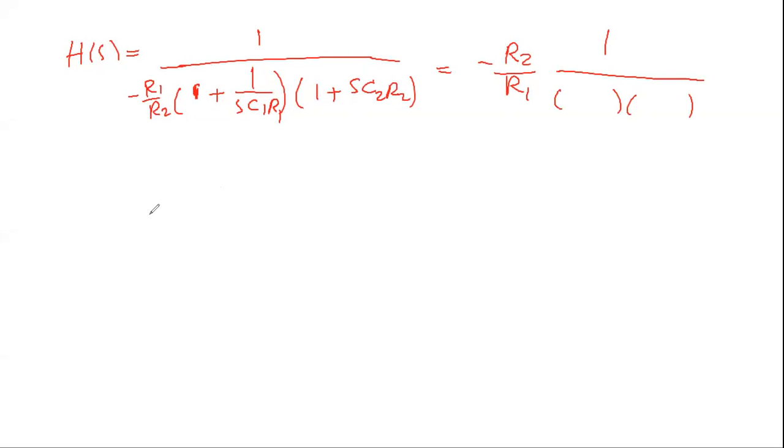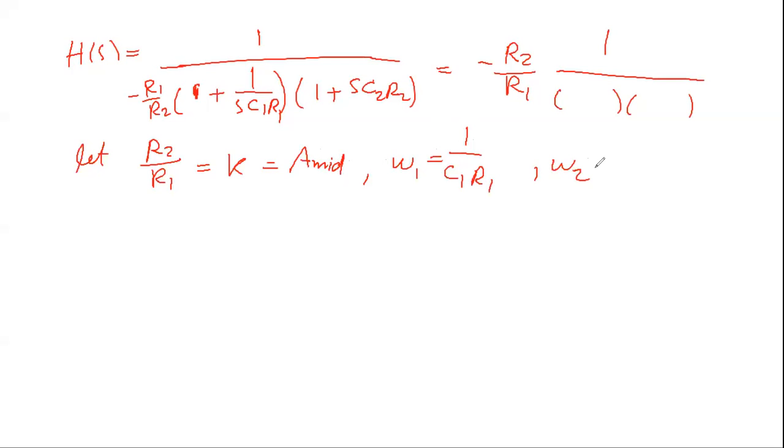Now let R2 over R1 become K, the gain, or actually the midband gain. And let's define omega 1, which is the first cutoff frequency, or the low cutoff frequency, as 1 over C1 R1, and we define omega 2 as 1 over C2 R2.